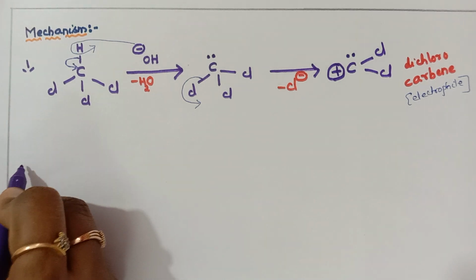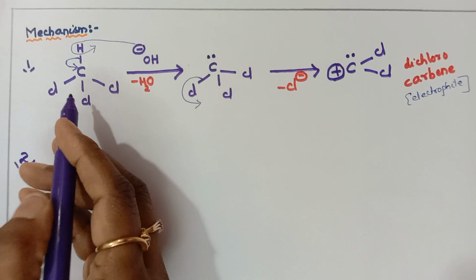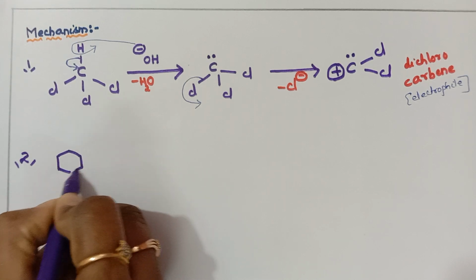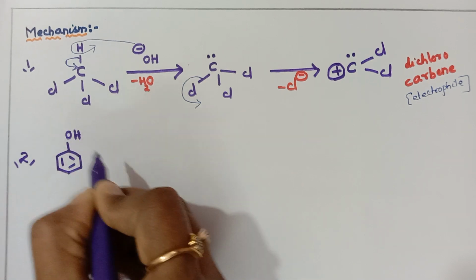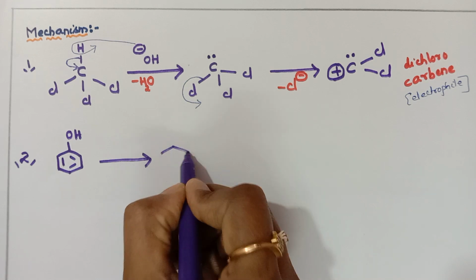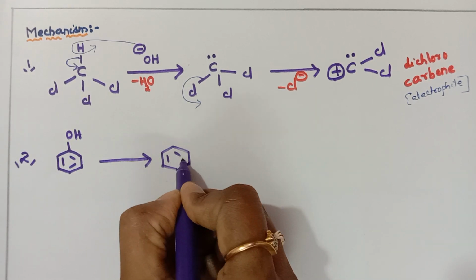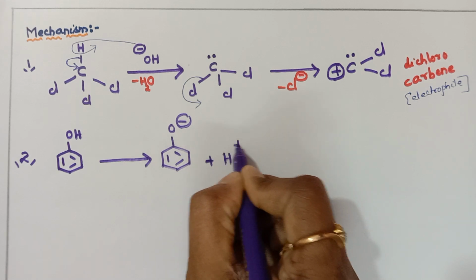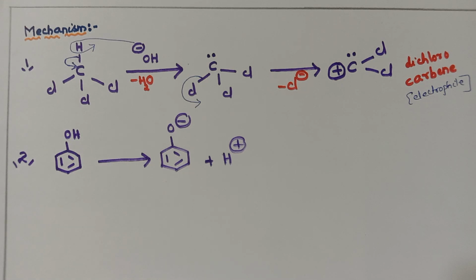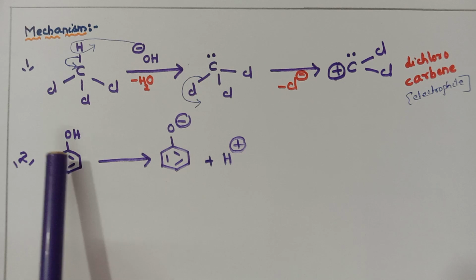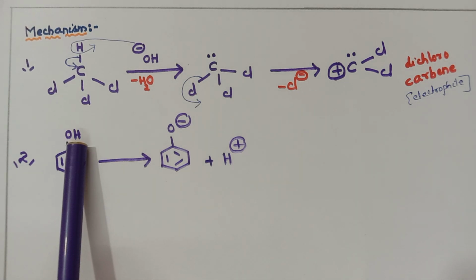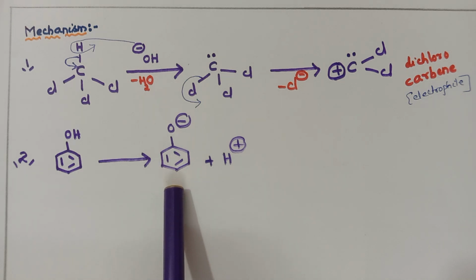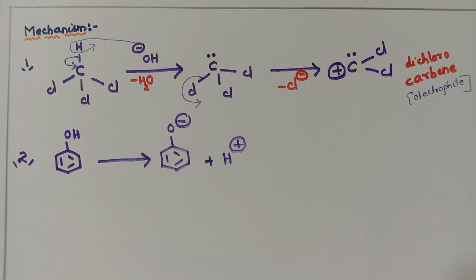Next, second step. So chloroform's job is done, forming electrophile. Next comes phenol. So phenol converts into phenoxide ion plus H plus. So you all must be knowing how this phenoxide ion is forming from phenol. There is OH, right students? So the bond between oxygen and hydrogen will be shifted towards oxygen. So O converts into O minus. Therefore this is called phenoxide ion, and H will be coming out as H plus. So this is the second step.